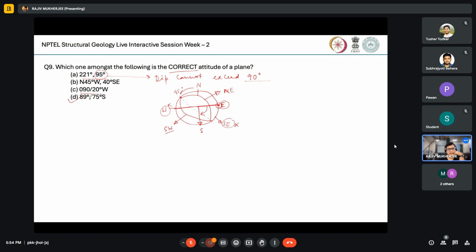Following this right hand rule, we can say that if 89 degrees, which means close to 090, is the strike of our plane, then following the right hand rule, the dip should be along the south direction, and the amount is also correct. So considering all these things, option D is the correct answer.